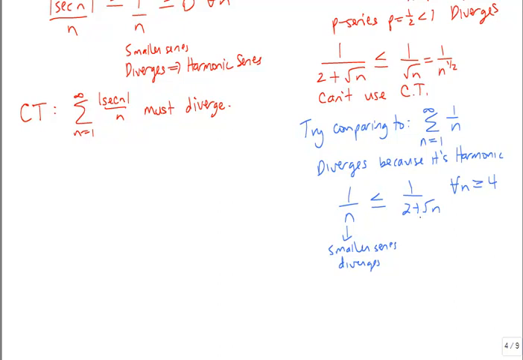So this relationship is satisfied, which means that we can use our comparison test. We just had to use a different series. And since the smaller series diverged, that means the larger series, which is our 1 over 2 plus square root of n, must diverge as well.